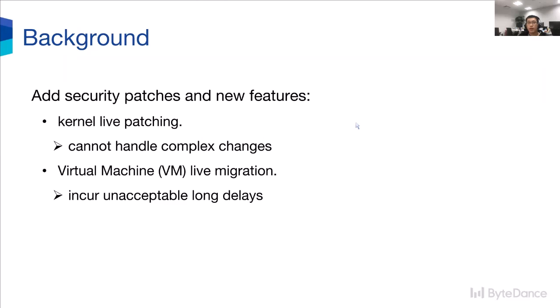With the development of technology, VMs have to be frequently updated and restarted to add security patches and new features. There are two existing live update methods to improve cloud availability: KVM live patch and virtual machine live migration. However, they both have serious drawbacks. Kernel live patches cannot handle complex changes, for example, changes to persistent data structures.